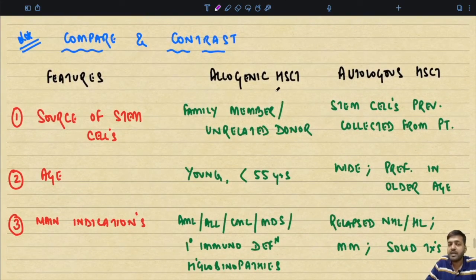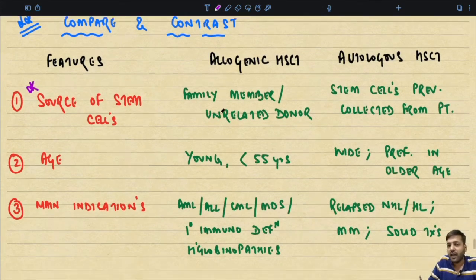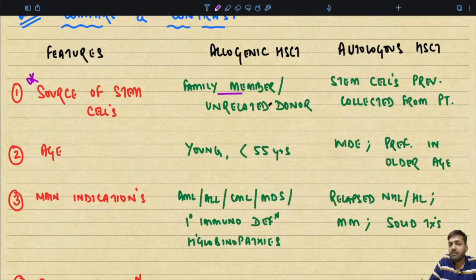So we have completed the discussion of allogenic and autologous varieties of HSCT. Now we are going to compare and contrast both of them. Looking at the features, number one, the source of stem cells: in the allogenic variety, it is a family member or it might be an unrelated donor, so it is another individual, whereas the source of stem cells is the recipient or the patient itself.